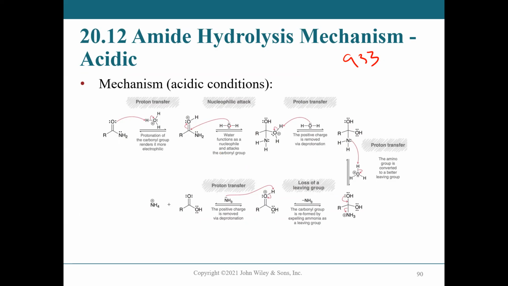Proton transfer, followed by nucleophilic attack, followed by a second proton transfer. Then this NH3 group is going to have a proton transfer. We have a loss of a leaving group, the amino group, and then we form our carboxylic acid group.